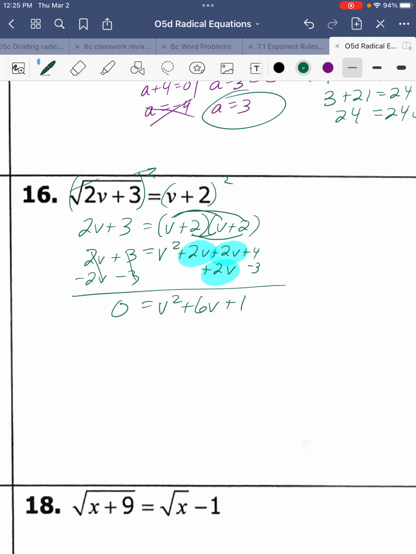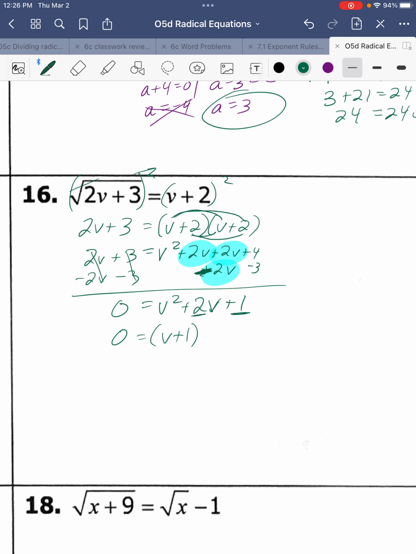Did I? Something's not right. What did I do? I feel like I did something wrong. Oh, I see it. I should be subtracting 2v. Okay. Whew. In a time crunch. So we have 2v plus 2v is 4v minus 2v is 2v.